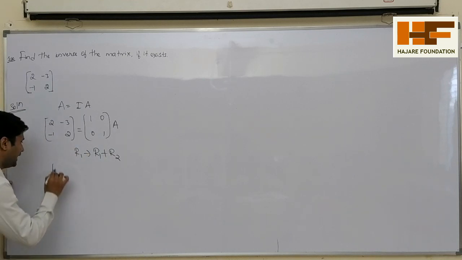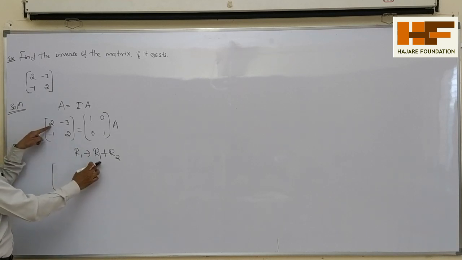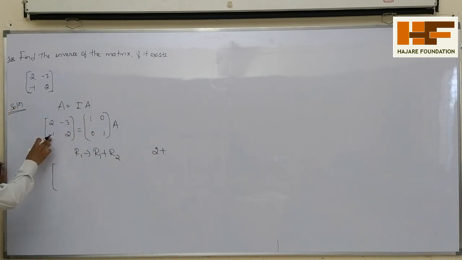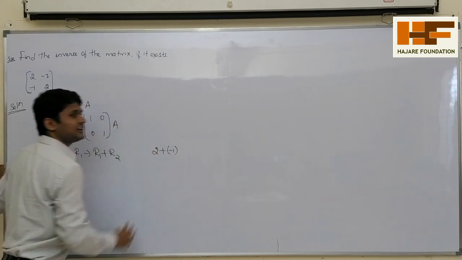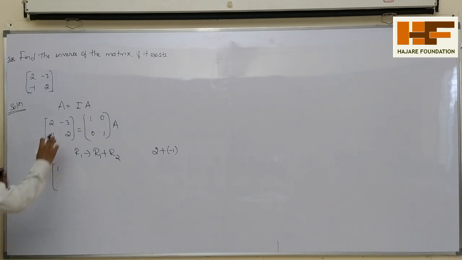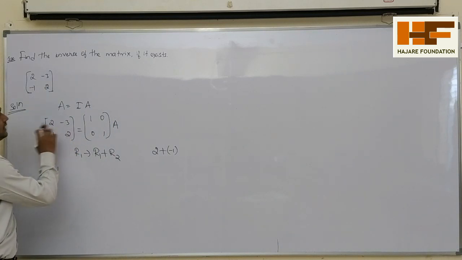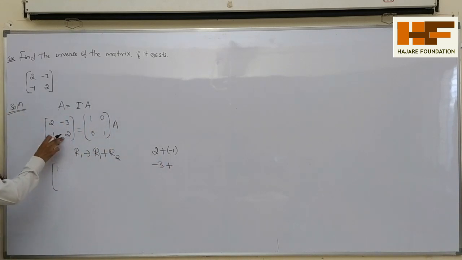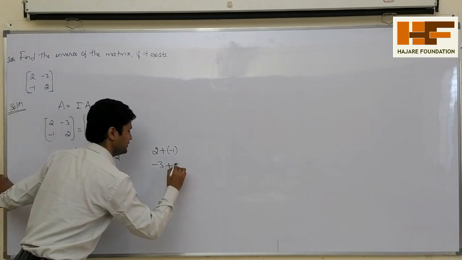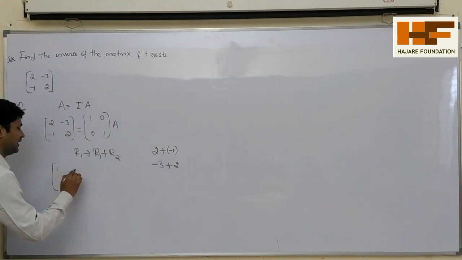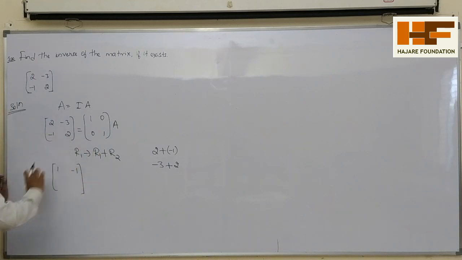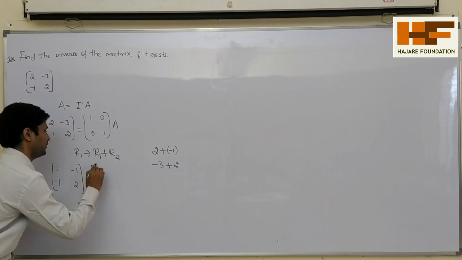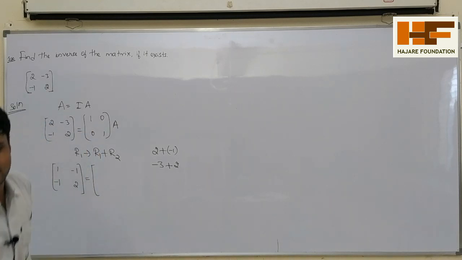Write R1 element. What is the R1 element here? 2 plus corresponding R2 element minus 1. Simplify the term, answer 1. Next, what is the R1 element here? Minus 3 plus corresponding R2 element. Corresponding R2 element is 2. Simplify the term, minus 1, answer. Next, R2 row as it is, minus 1 2. Same operation we have to do in RHS side also.